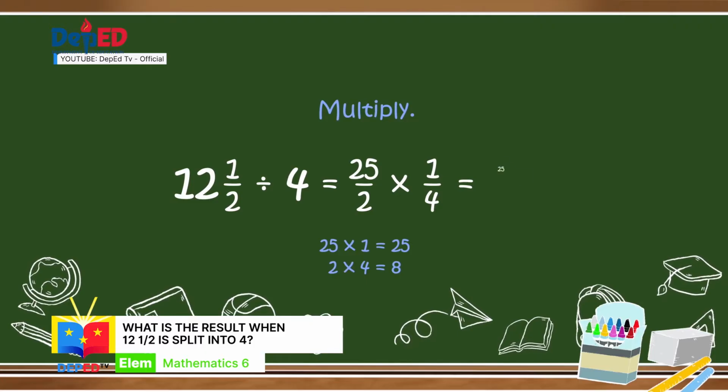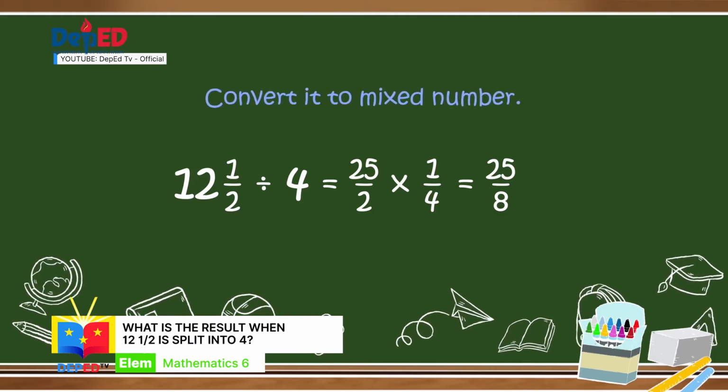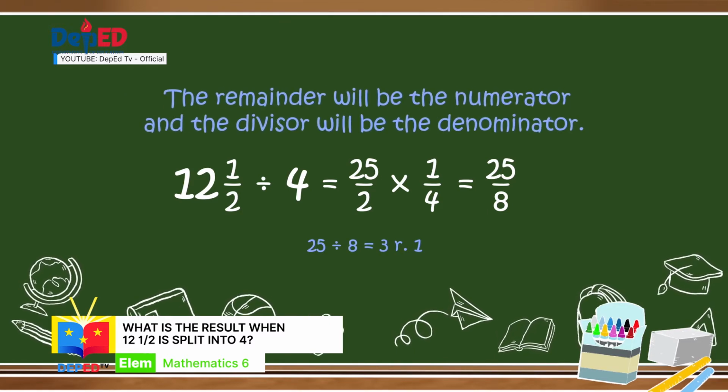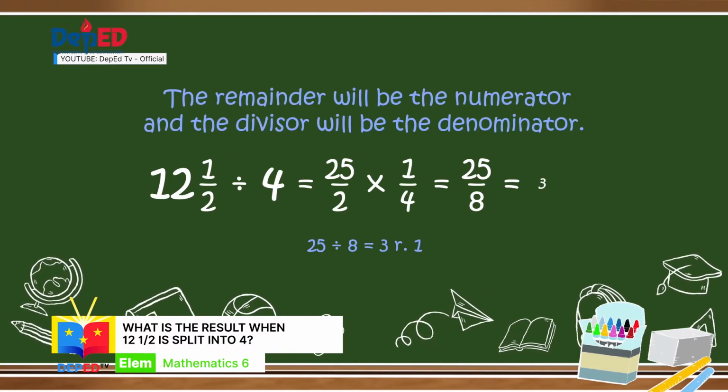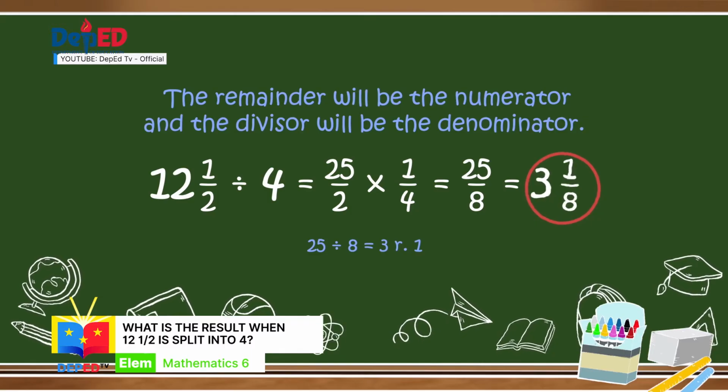We have 25/8. By simplifying the answer, convert it to mixed number. Divide the numerator by the denominator. The quotient will be the whole number. The remainder will be the numerator. And the divisor will be the denominator. 25 divided by 8 equals 3 remainder 1. Because of that, 25 eighths equals 3 and 1 eighth. Therefore, the result when 12 and 1 half split into 4 is 3 and 1 eighth.